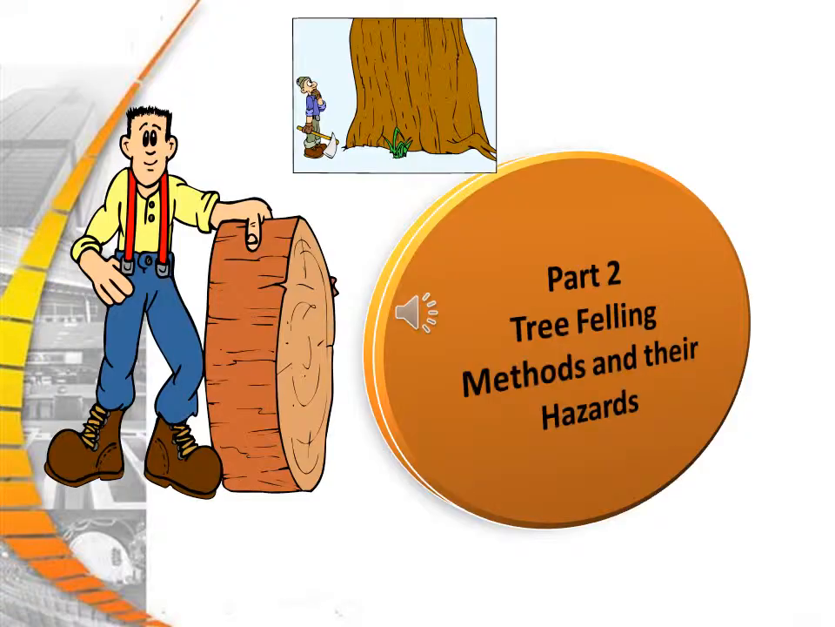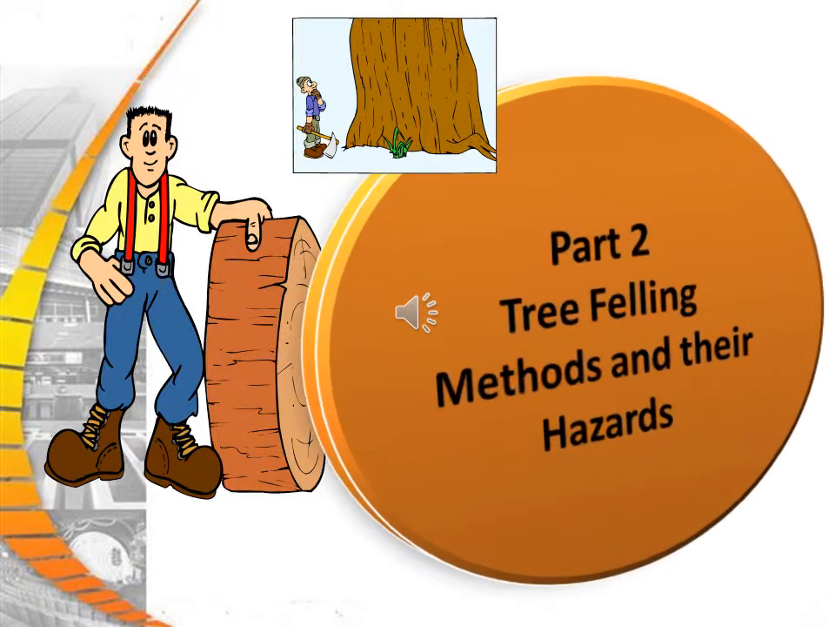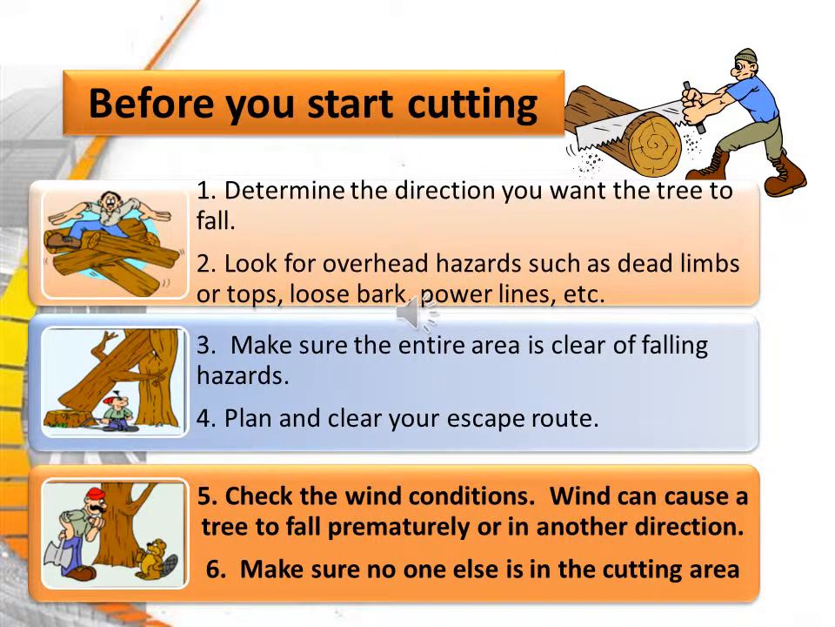Part 2, tree felling methods and their hazards. Pre-cut planning. Before you start cutting, determine the direction you want the tree to fall. Look for overhead hazards such as dead limbs or tops, loose bark, power lines, etc. Make sure the entire area is clear of falling hazards. Plan and clear your escape route. Check for wind conditions. The wind can cause a tree to fall prematurely in either direction. Make sure no one else is in the cutting area.